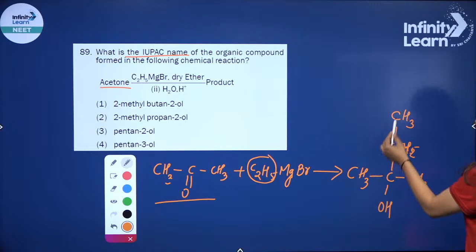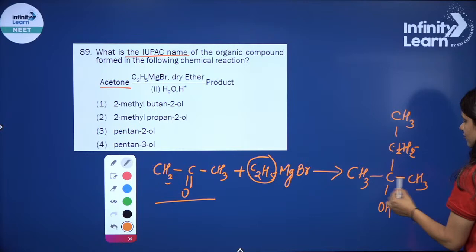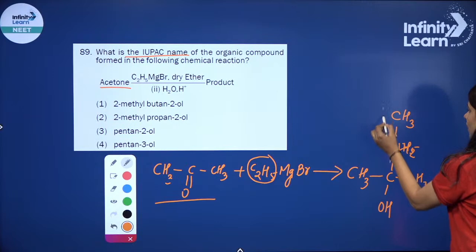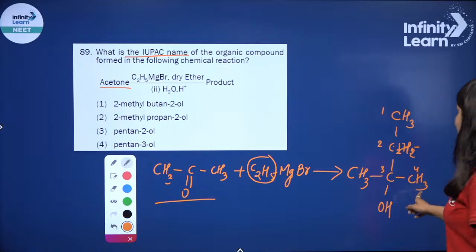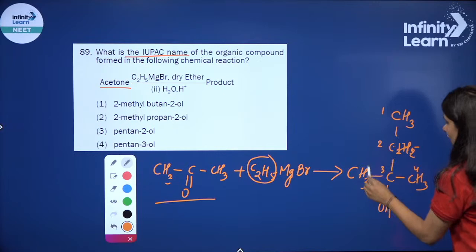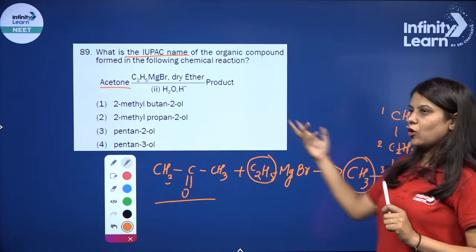What will be the longest chain? 1, 2, 3, 4. Here we have 3 carbons in the chain. We can't take this as the longest chain. So, 1, 2, 3, 4. Right? So what will be the answer? Let's see. 1, 2, 3, 4. So at the third position, we have methyl. And one more thing, if we do this, it is not in the options at all. What will we do? The numbering is wrong. We should number so that the substituent gets the minimum number.